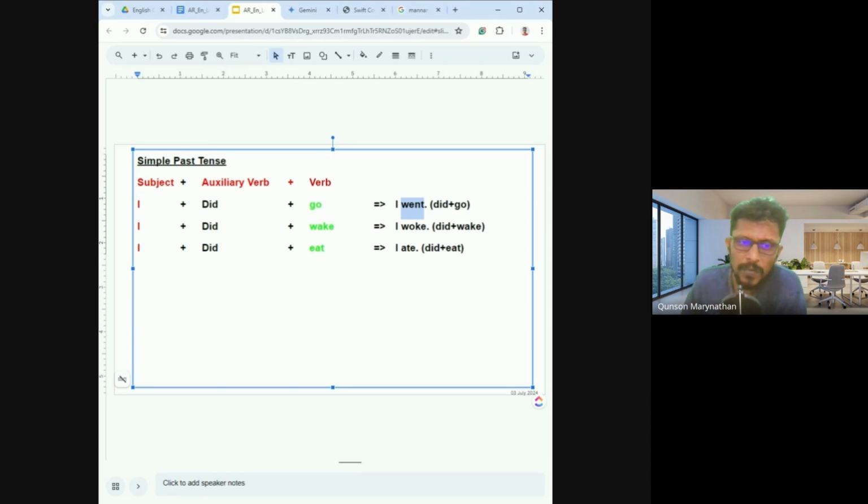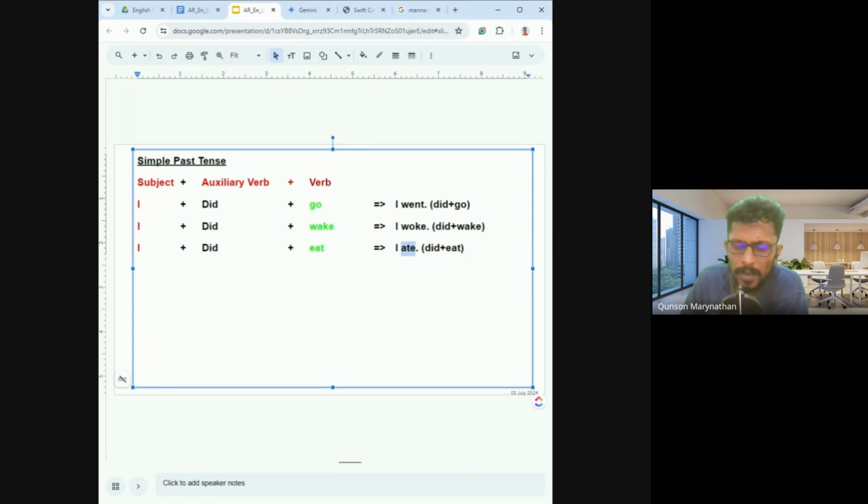Okay, so the same way, if you say did and wake, okay, this is wake. When it joins with the auxiliary verb did, it becomes woke. So inside this one word, there are two words, did plus wake. The same way, did plus eat, it becomes ate. There are two words, did plus eat.